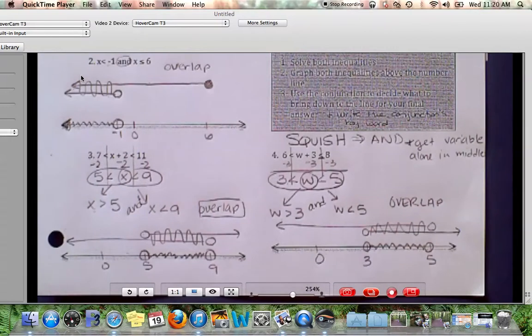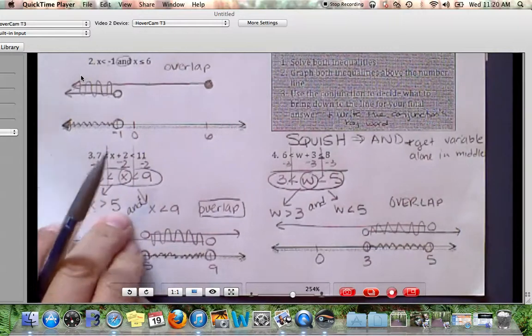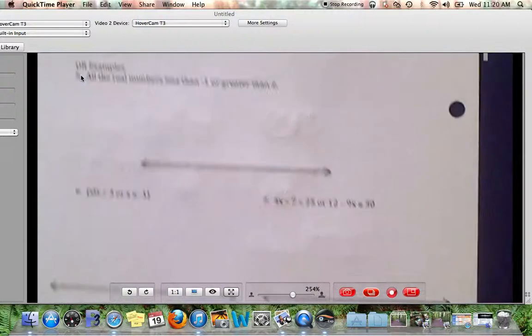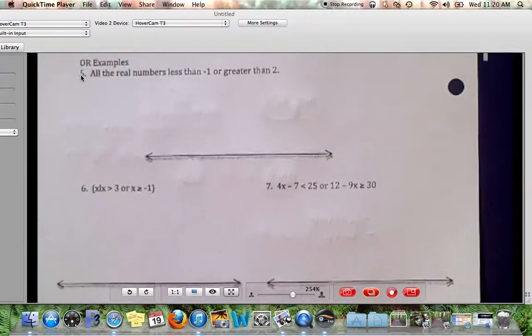Now tomorrow we are going to give some other answers here, set notation and interval notation, and we'll talk about that tomorrow. Okay? Those are your and compound inequalities. What happens if it's an or? Here are your or examples.